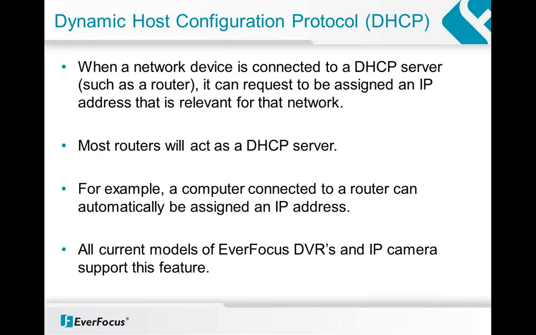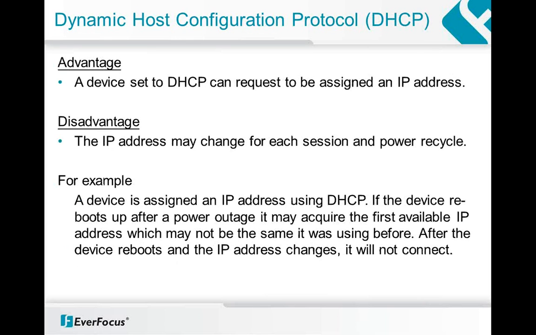Basically, DHCP means if you connect a device to a network that has DHCP enabled, if there's a DHCP server on the network, the DHCP server will assign that device an IP address automatically. The advantages of DHCP: a device set to DHCP can request to be assigned an IP address, just what I stated before in the last slide.